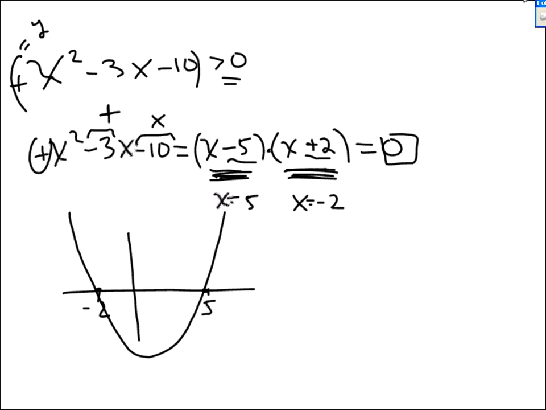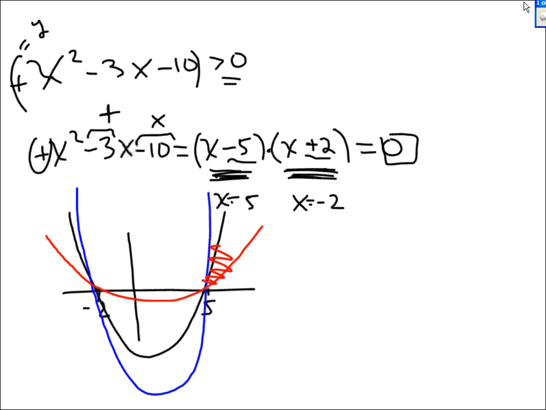I admit it could have looked like this. Could have gone down a lot lower. Or it could have gone down very little. But nonetheless, it's positive here in any of those cases. It's positive when x is bigger than 5, and it's also positive when x is less than negative 2.